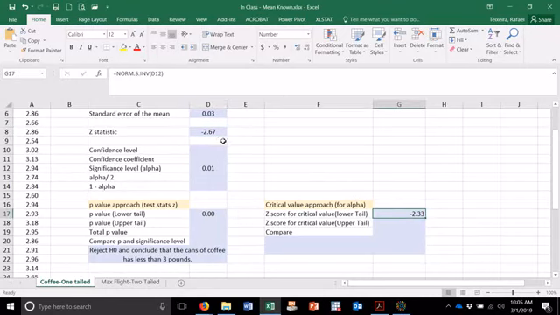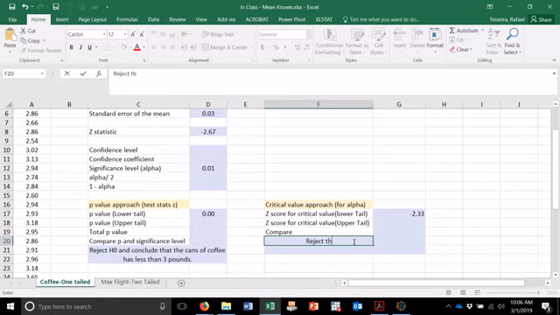So I have to compare my z statistic with my z critical. If this z statistic is smaller than the z critical, I reject the null hypothesis. And minus 2.67 is even smaller than minus 2.33. So in this case, I reject the null hypothesis and conclude that the cans of coffee have less than 3 pounds.